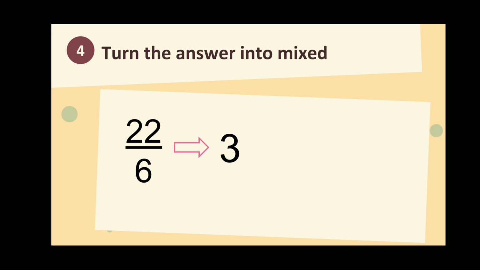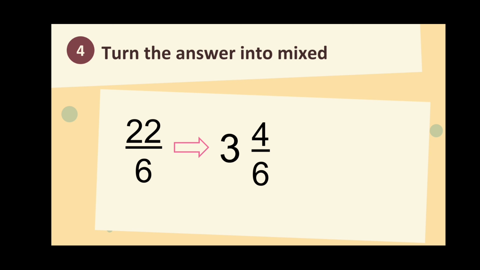So meron ba tayong remainder dito? Yes, of course. It's equal to 4. Dahil ang 3 times 6 ay 18 lang, and 22 minus 18 is equal to 4. So therefore, meron tayong remainder na 4. And then for our denominator, of course, we're just going to copy the denominator 6. Therefore, ang mixed form ng 22 over 6 ay 3 and 4 over 6.